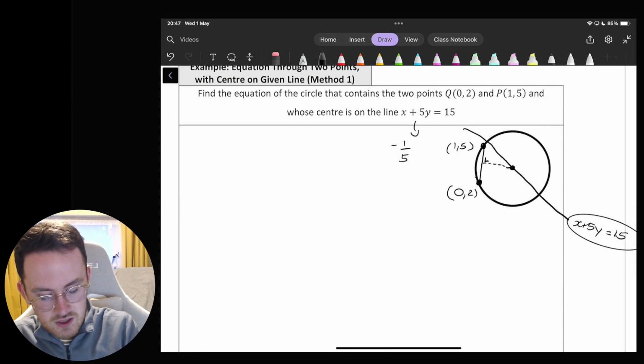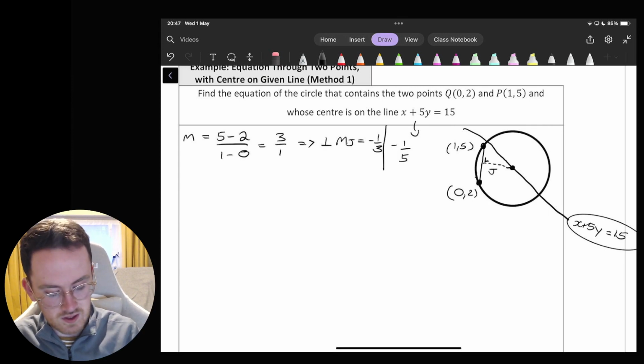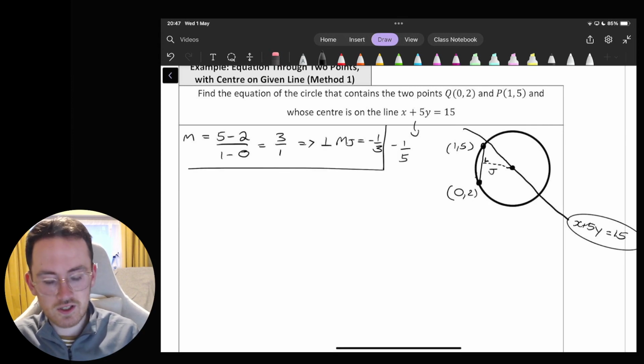So let's have a look. If I find the equation, let's give that a name, we'll call it j. I'm just going to find the slope first of all: y2 minus y1 is 5 minus 2, over 1 minus 0, is 3 over 1, which means the perpendicular slope, which is the slope of j, will be minus a third. Let's mark that in there. So I found the slope of my perpendicular bisector.